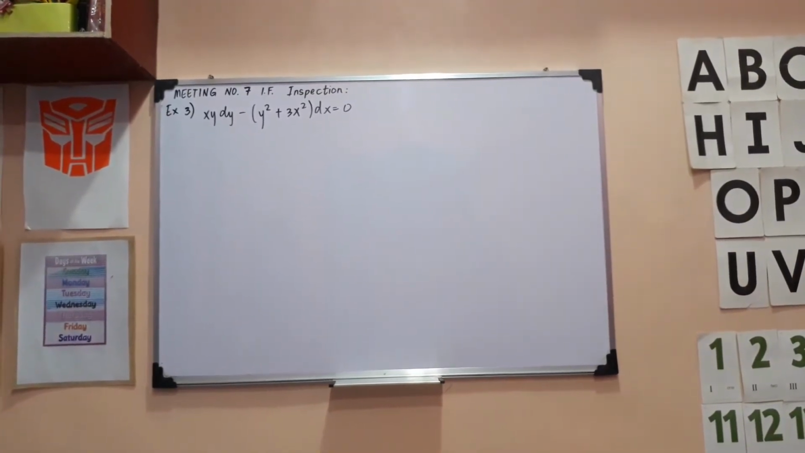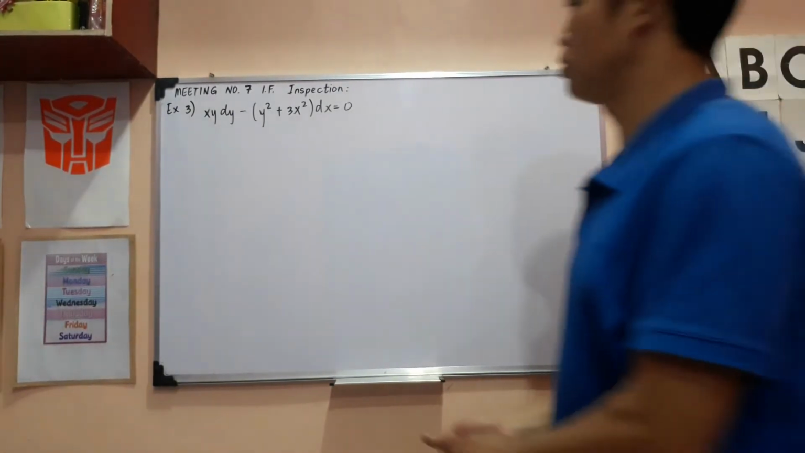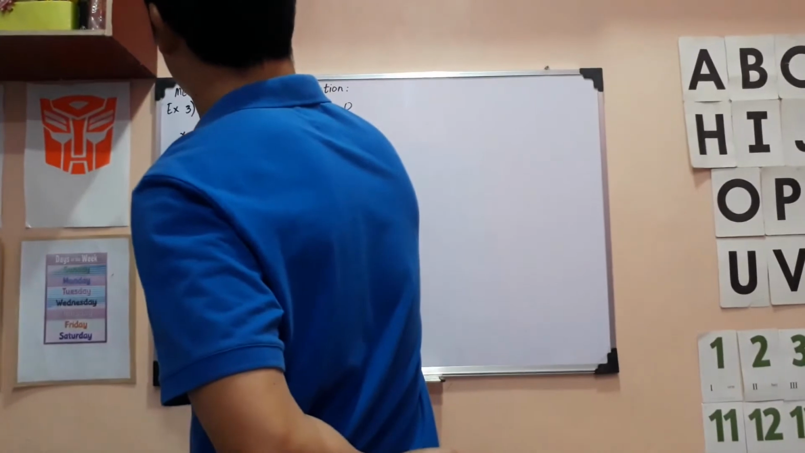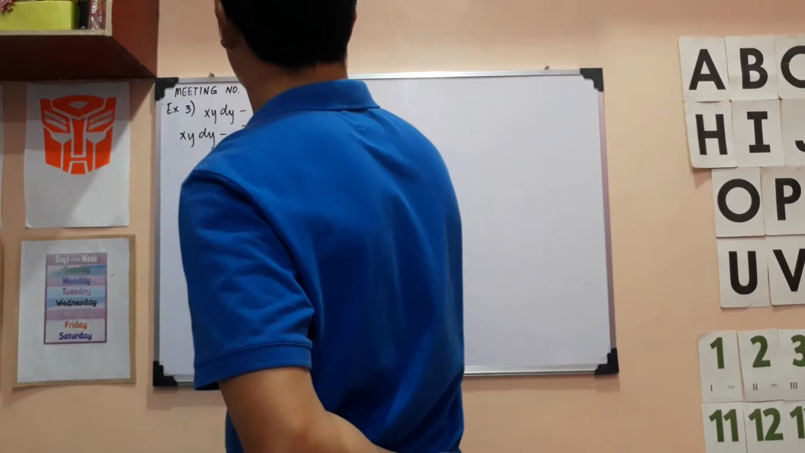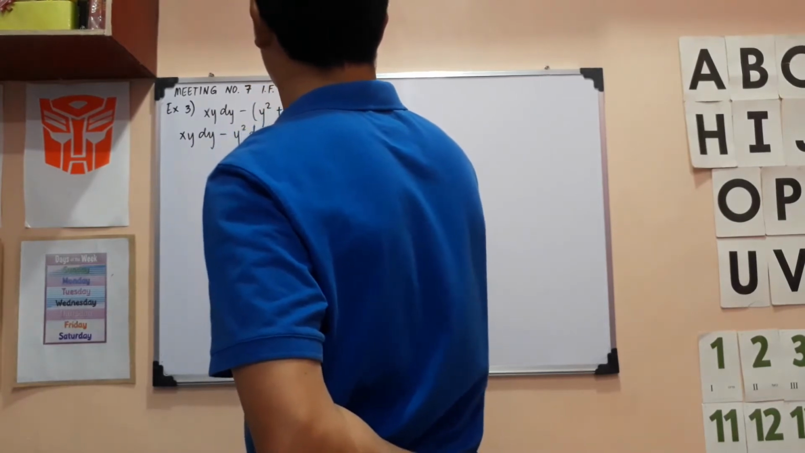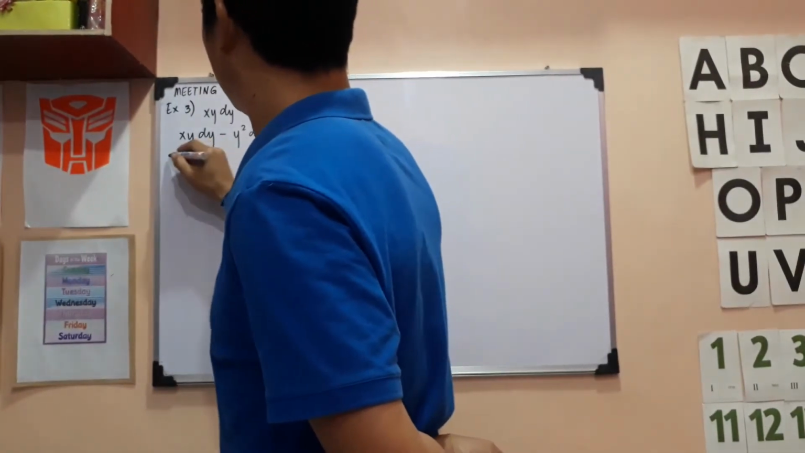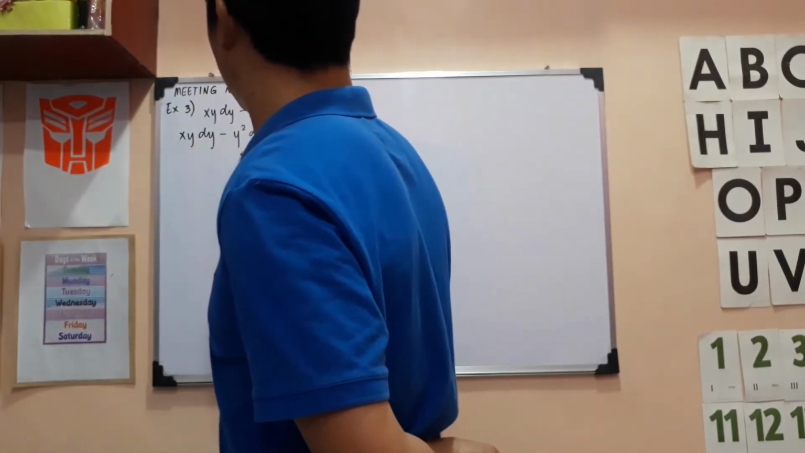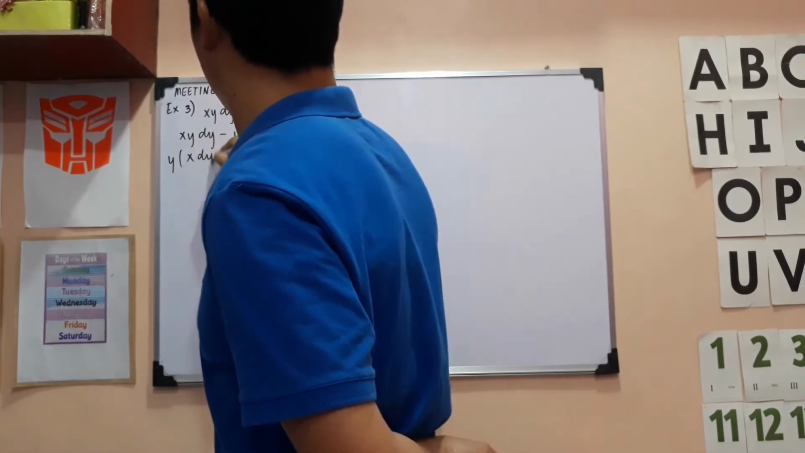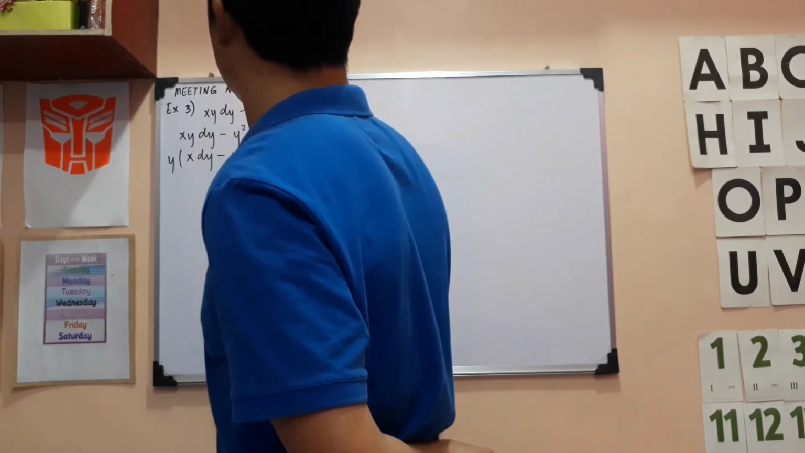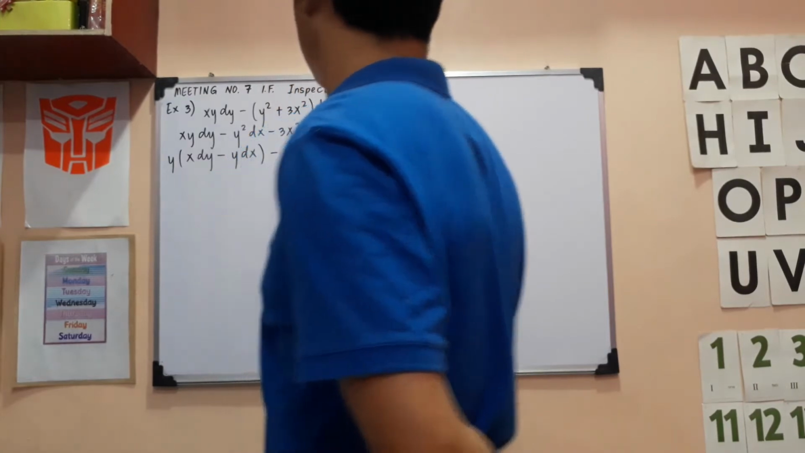Number 3, xy dy minus y squared plus 3x squared dx is equal to 0. So, perform the operation, multiply: xy dy minus y squared dx minus 3x squared dx is equal to 0. So, now arrange or factor out y. So, here, if we factor out y, we have x dy minus y dx minus 3x squared dx is equal to 0.